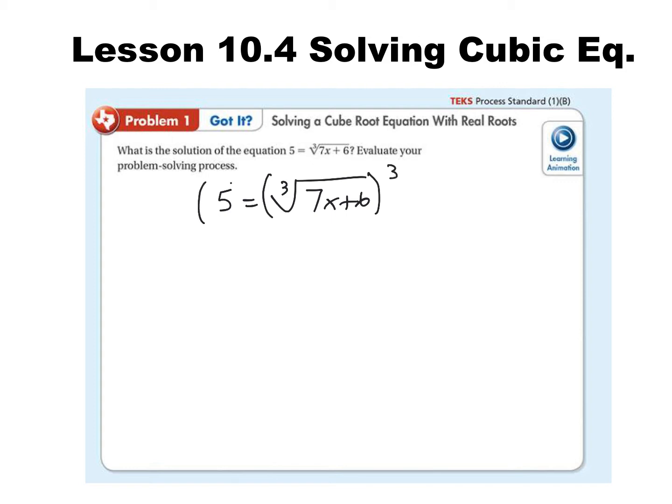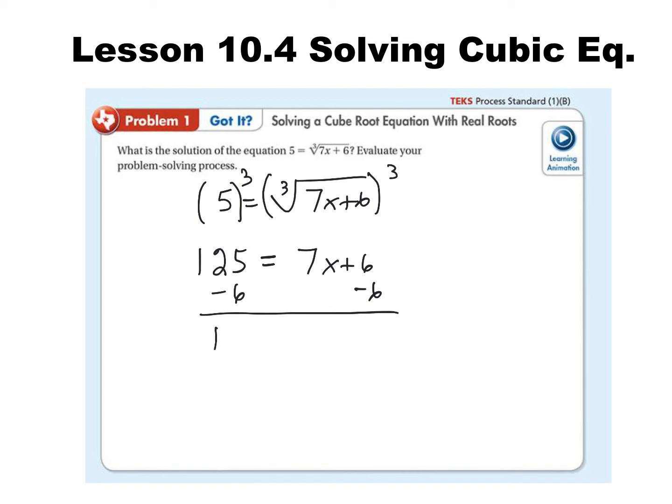We're going to raise this to the third power. So we have 5 to the third power, which is 5 times 5, which is 25, times 5 is 125, equals 7x plus 6. We're going to subtract 6.